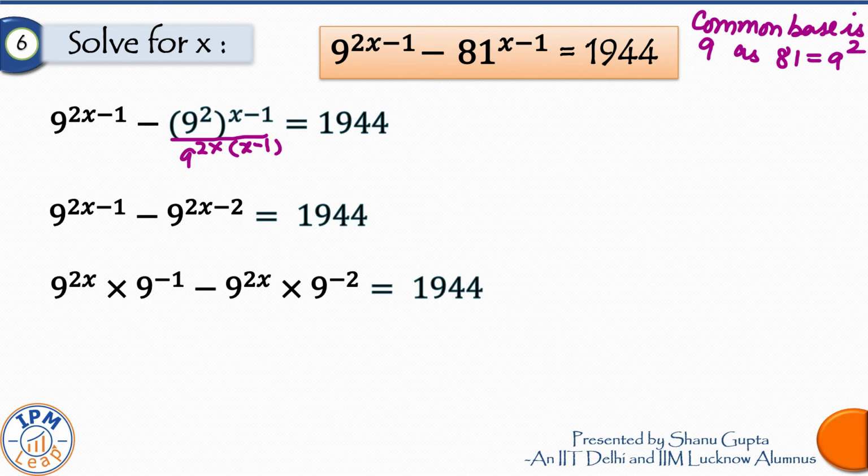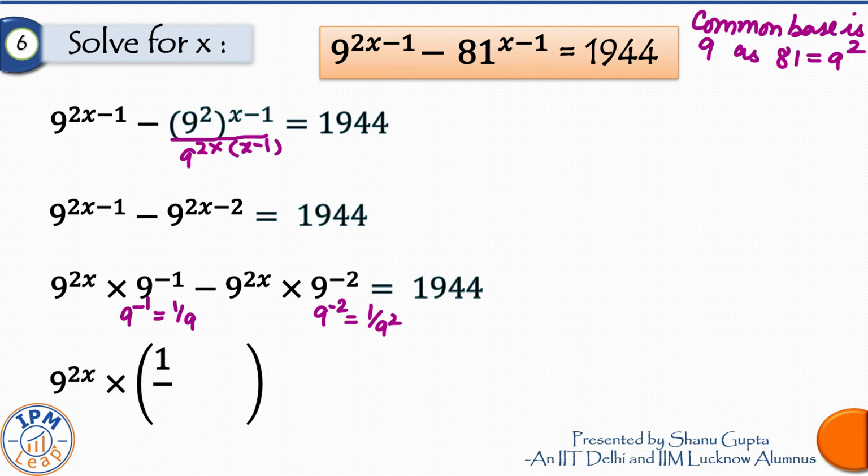So 9 raised to the power of minus 1 we know is 1 upon 9. And 9 raised to the power of minus 2 is equal to 1 upon 9 square. We can take 9 raised to the power of 2x common from both terms and we get 9 raised to the power of 2x into brackets 1 over 9 minus 1 over 81, brackets close, is equal to 1944.